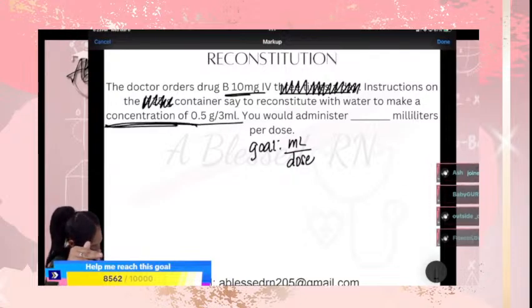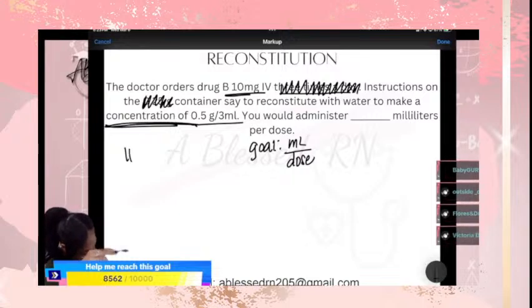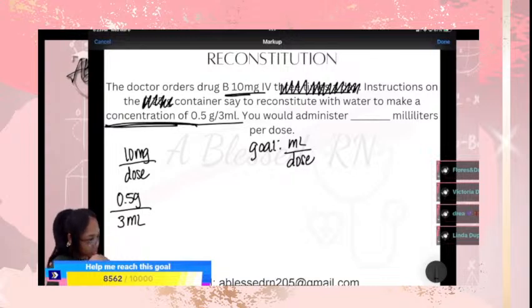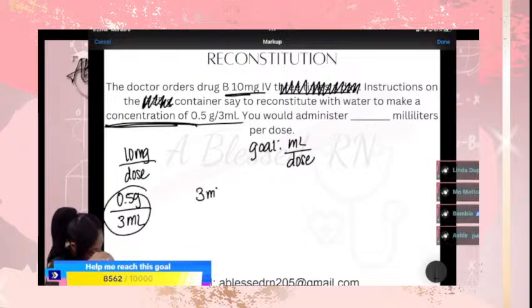Concentration. That's what we want. So we have 10 milligrams per dose, and then we have 0.5 grams per 3 milliliters. So I want milliliter on the top and I want dose on the bottom. If I want milliliter, I'm going to start with my milliliter. So I'll flip-flop this one right here: 3 mLs over 0.5 grams.